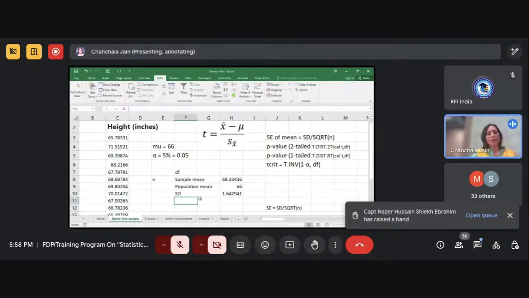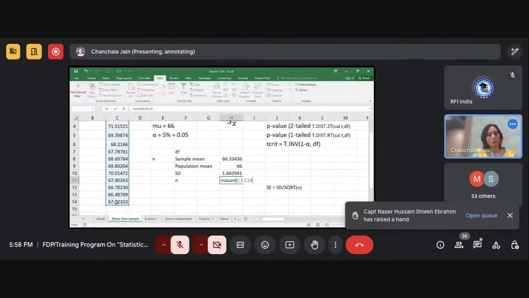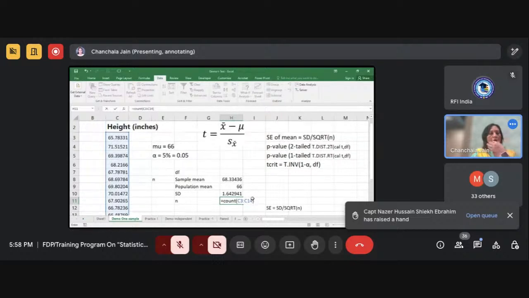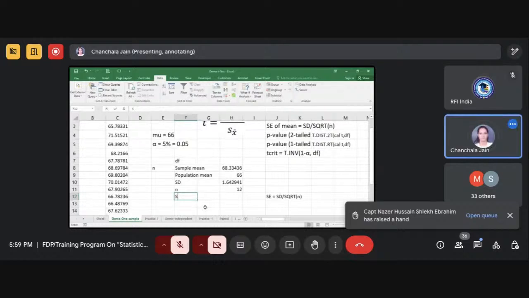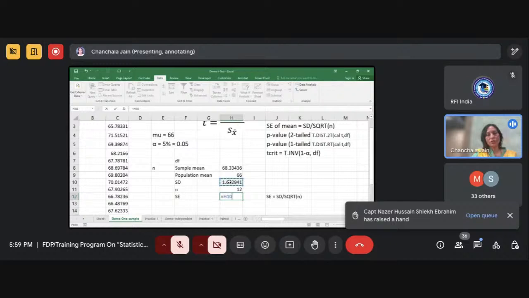The standard deviation is coming as 1.642941. After this, the sample size, that is n, you can get using the COUNT function. So the count is 12. Now the standard error of the mean will be the standard deviation divided by SQRT, the square root of this.